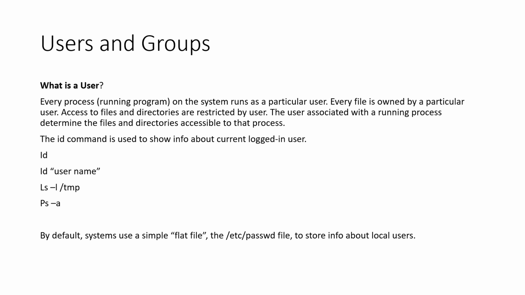If you do ls -l, space, /tmp or any directory name, it will list all the information about the users, what is the username and what is the group name associated with that particular directory or file. So the ps -a command will display the current processes with the current username. I will explain all these commands in the practical session.